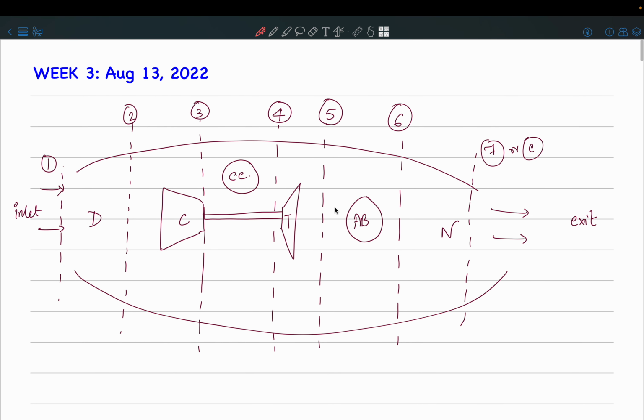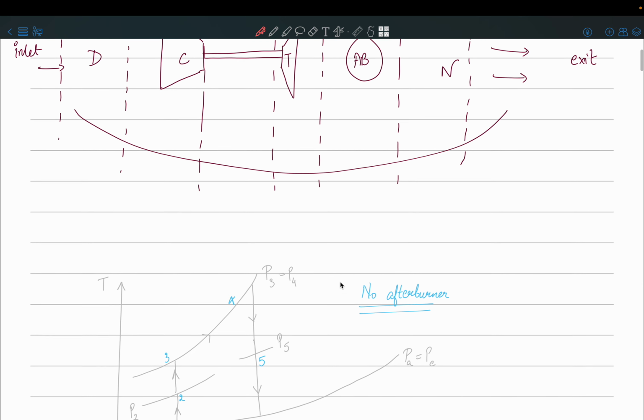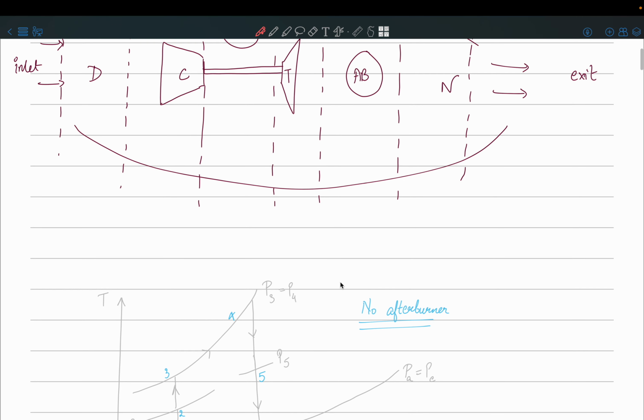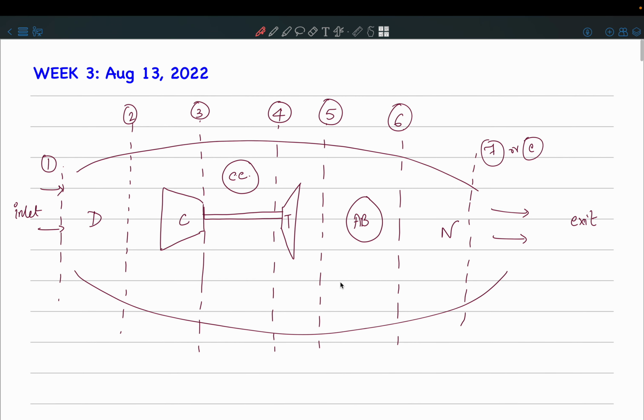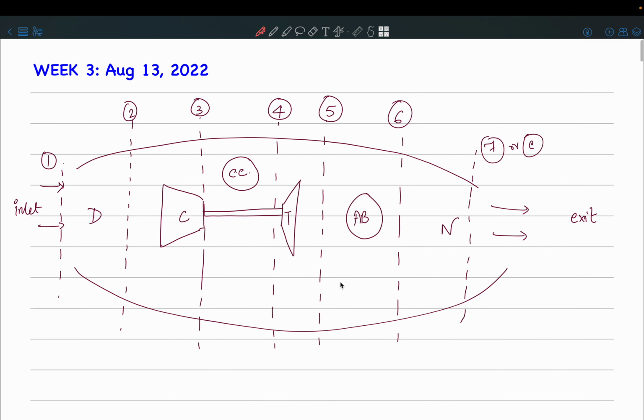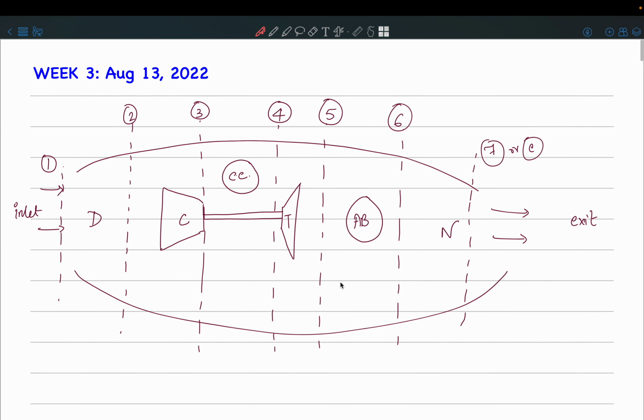So we will start with the week 3 tutorial session. So this time I think you must have seen the lectures for the turbojet engine cycle, the TS diagrams. Is that right? Okay. So we'll just have a quick revision over here.